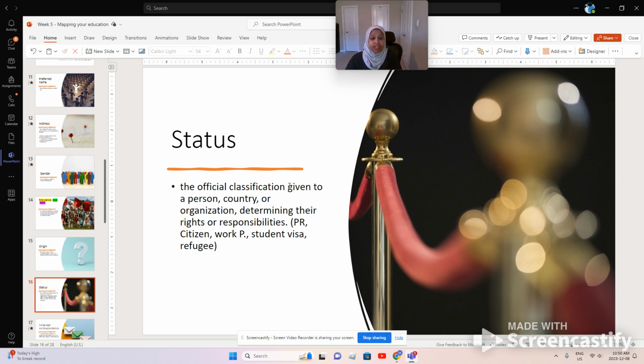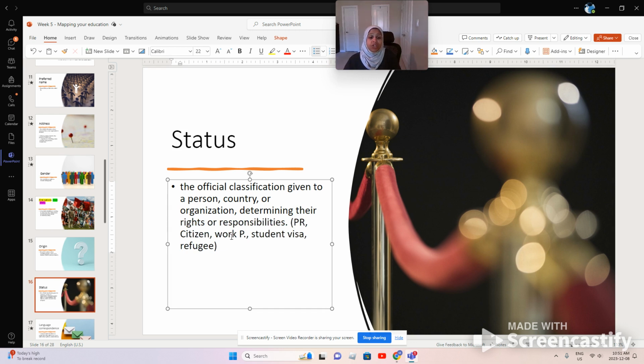Status is your official classification given to a country, person, or organization, determining the right or responsibility. So in that case, your status in Canada could be permanent resident, citizen, work permit, or student visa.